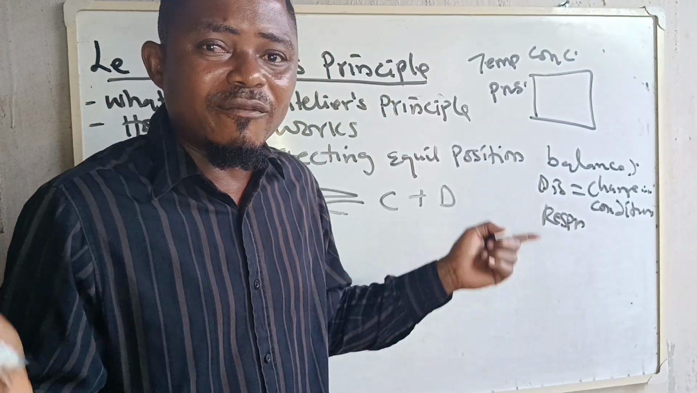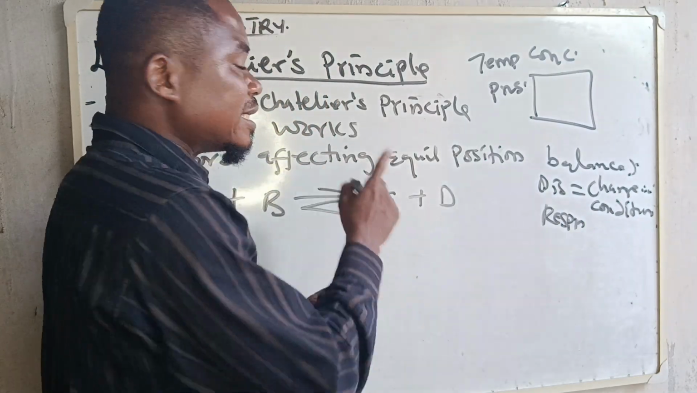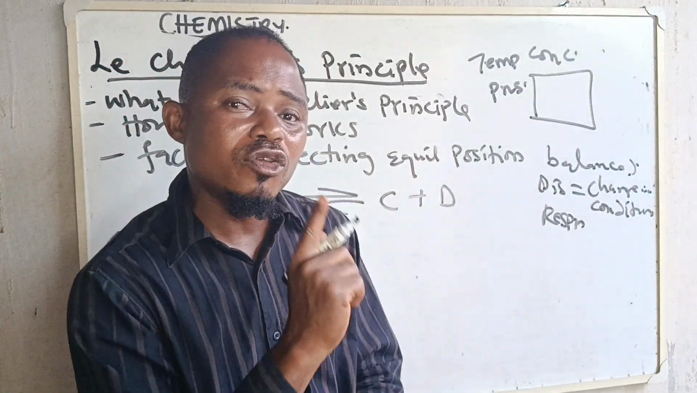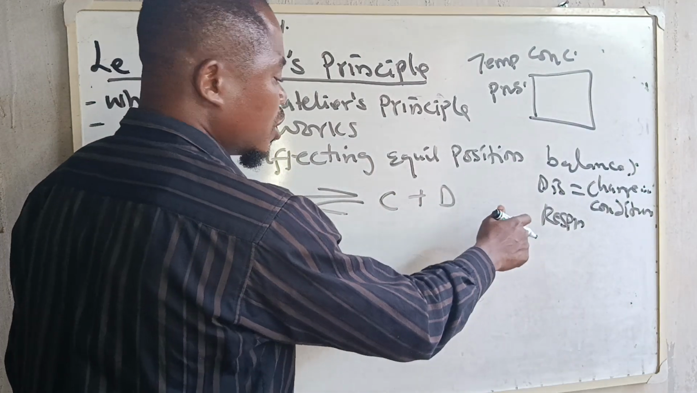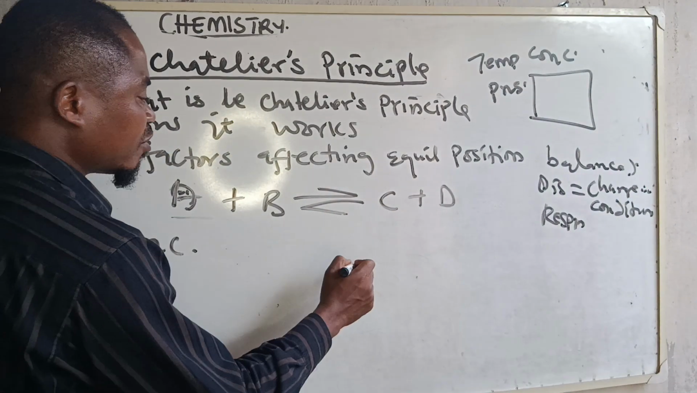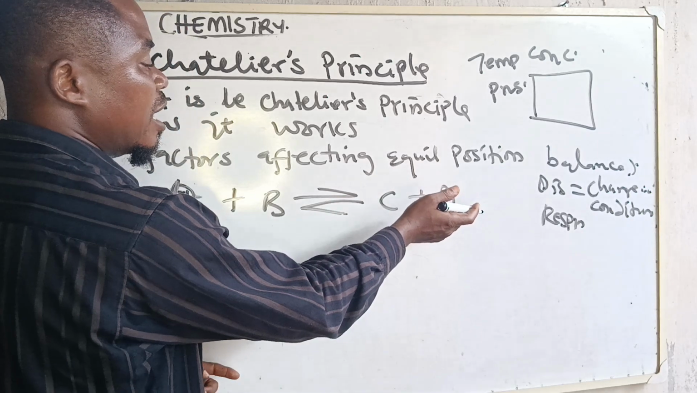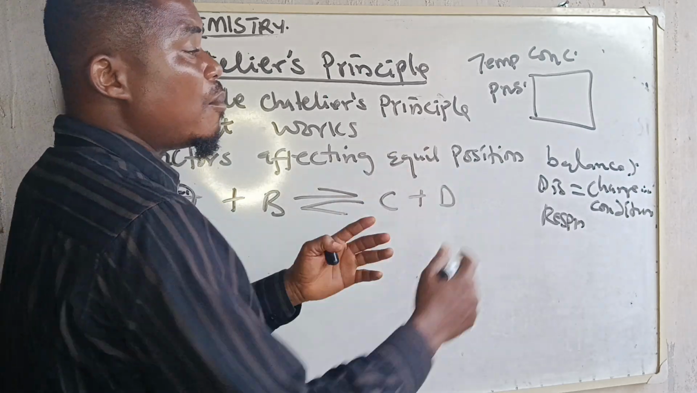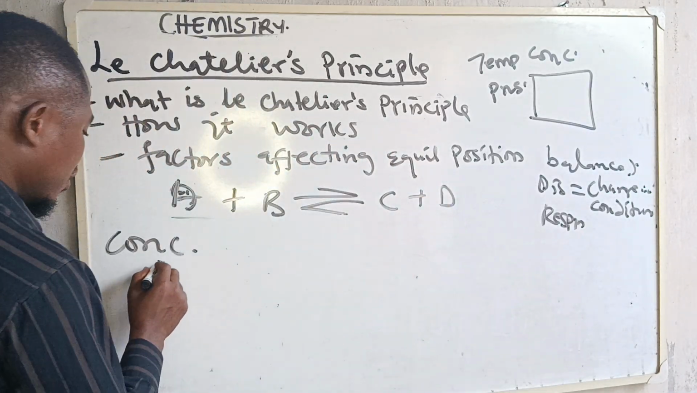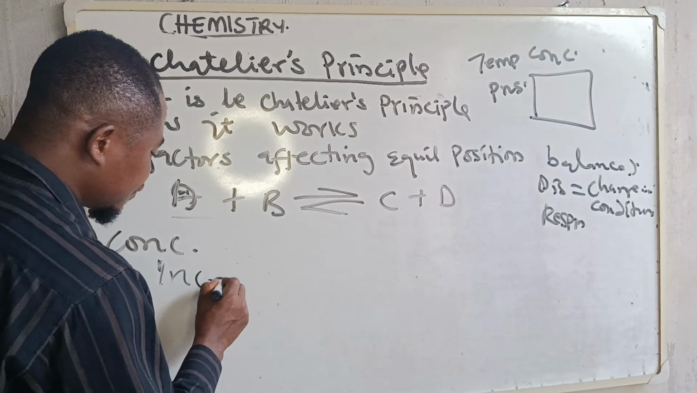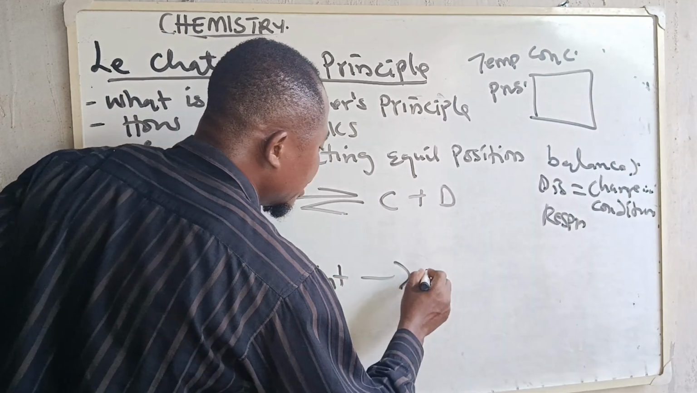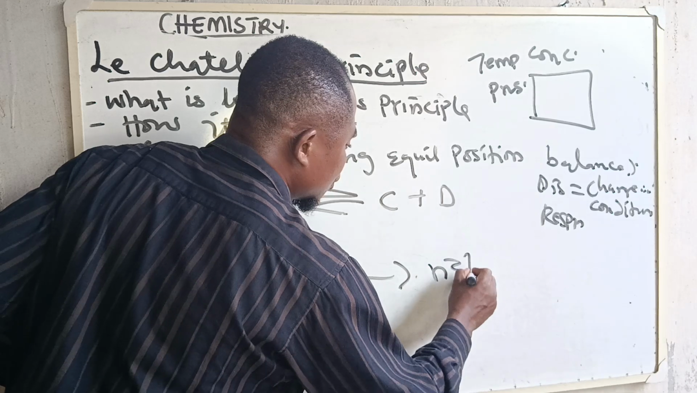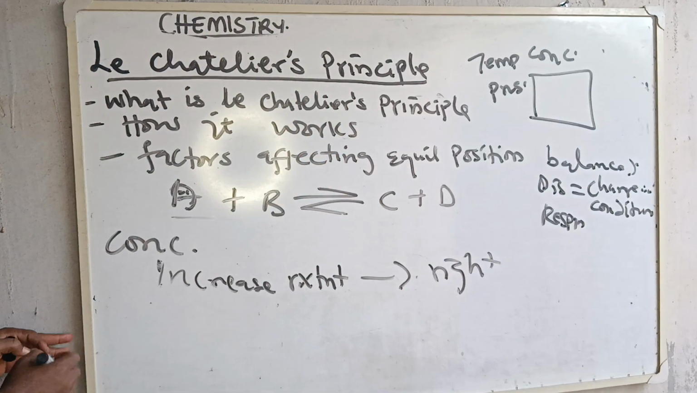Because if it doesn't use it, you have disturbed the system. So you have altered the system by increasing A, so the system will use A up. And how does it use A? By forming more product. So when you increase the concentration of the reactant, you shift the equilibrium position towards the product, and more product will be formed. You understand? So an increase in the concentration of reactant will shift the equilibrium to the right. All right.